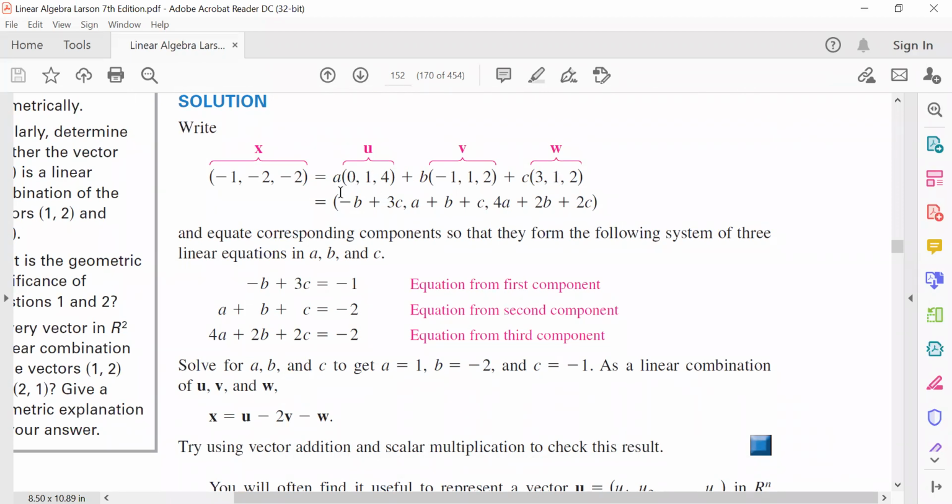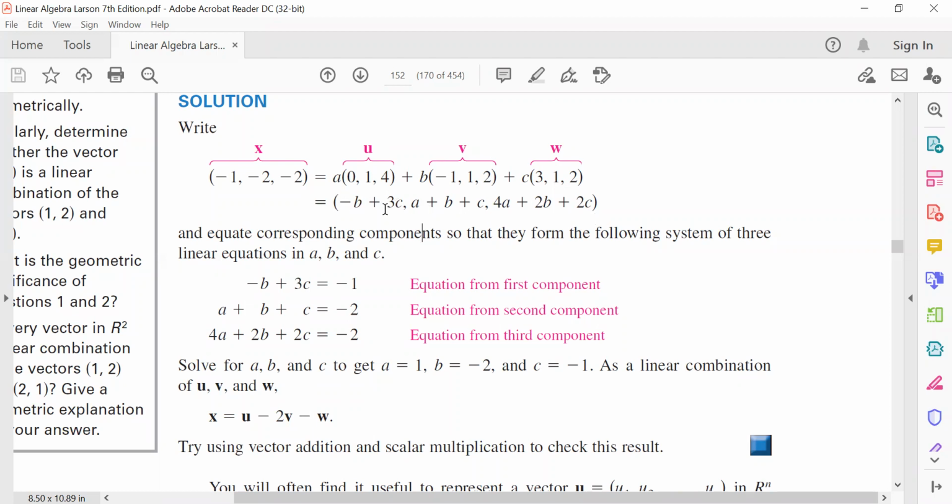But think of it. Let's put this into one giant vector. a times 0 is nothing. b times -1 is negative b, so it goes right there in the first component. c times 3 is 3c. That goes in the first component. So the first component of my resulting linear combination vector is negative b plus 3c. The second component, a times 1 is a, so I put the a right there. b times 1 is b, so I put the b right there. And c times 1 is c, so I put the c right there. Here, a times 4 is 4a, 2b, and 2c.